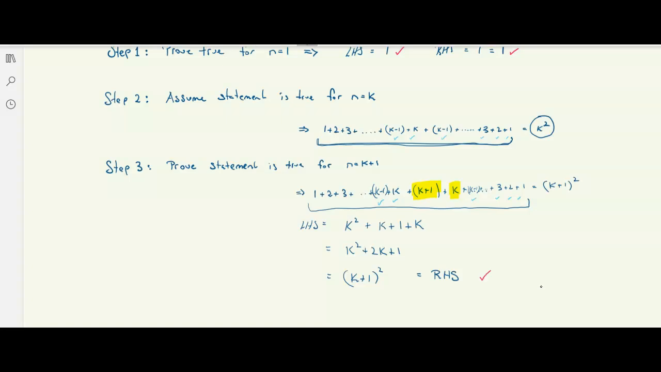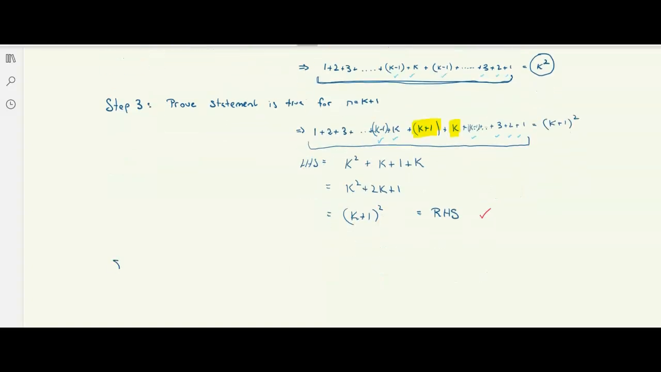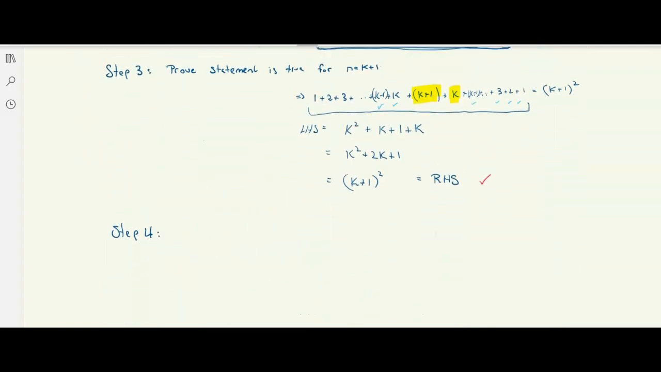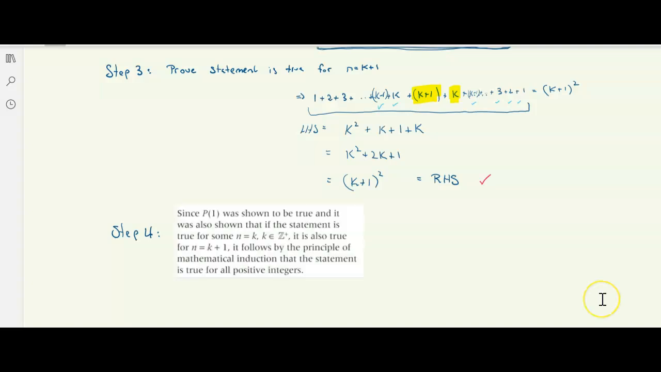And step 4 is just my evaluative statement, my final statement. Step 4 is my final statement, and I'm going to just copy and paste it from the book, and we're just going to learn it. Okay, so this says since P1, we can write that as since n equals 1 was shown to be true, or since the statement was shown to be true at n equals 1. That might be better. Since the statement was shown to be true at n equals 1.